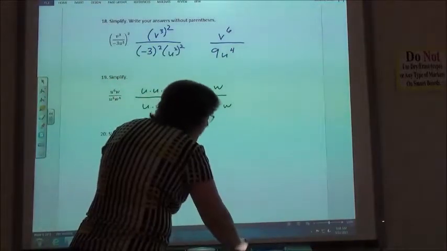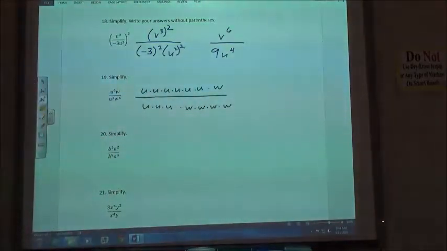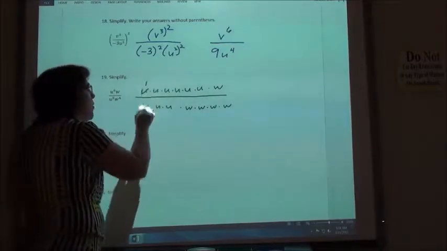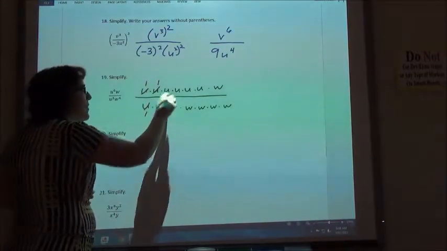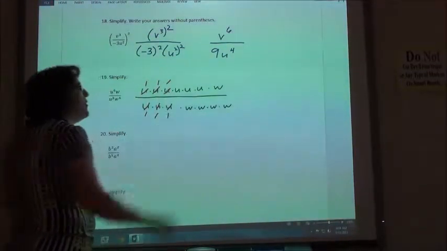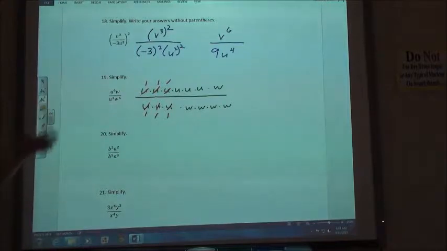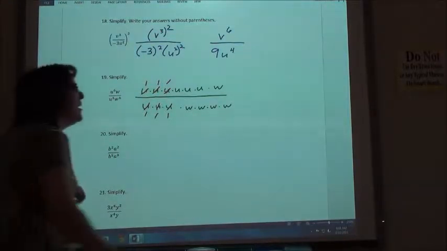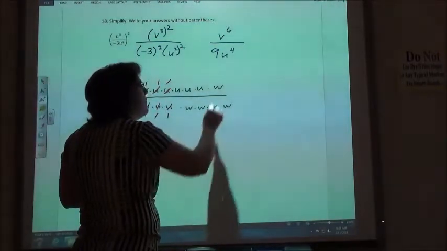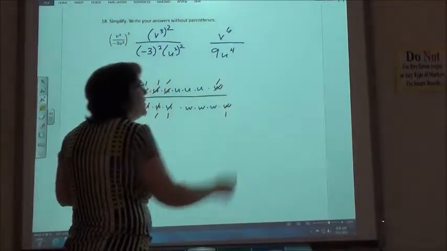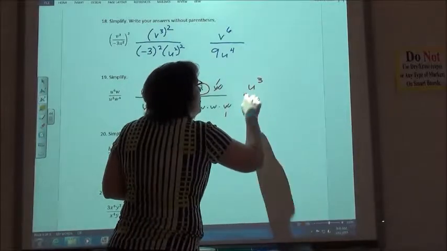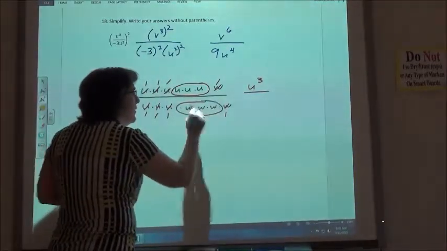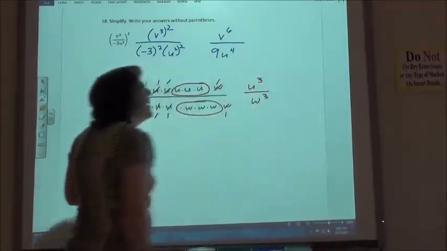So we know that with fractions, when it's written in factored form, we can cancel out the common factors. So u goes into there once and into there one time. U goes into there once and into there one time. Usually we don't write all those ones, but for effect I'm going to. I've canceled out 3 of my u's. I can also cancel out 1 of my w's. I'm just going to do the end one. So what I have left is u to the 3rd on top and w to the 3rd on the bottom.